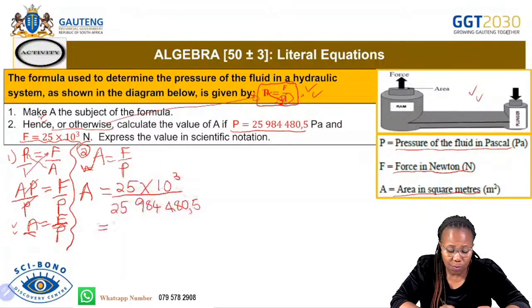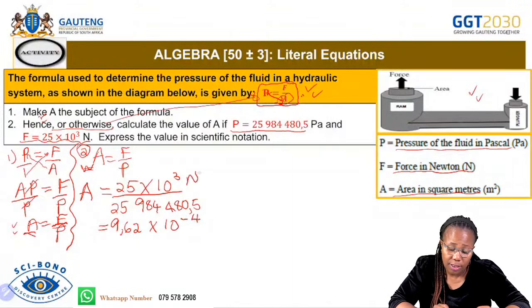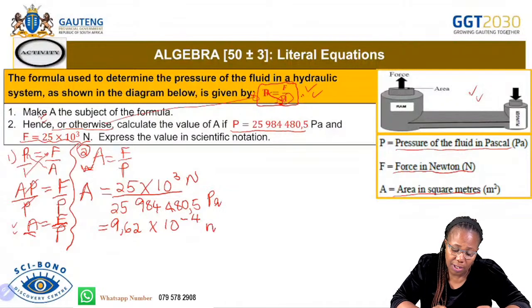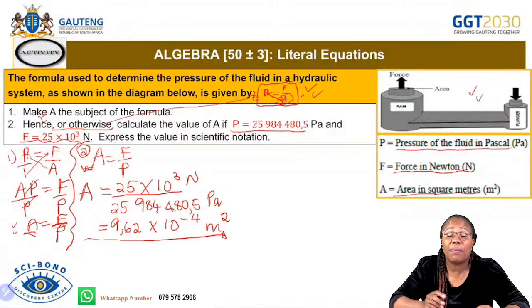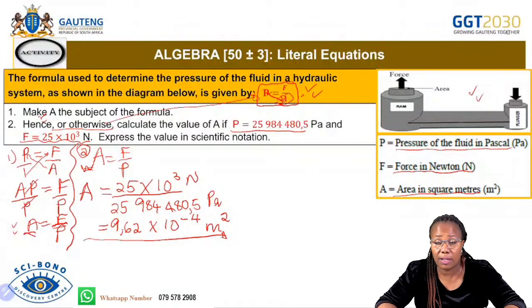So our answer will be 9,62 exactly as it appears on your calculator, times 10 to the power minus 4. And then this will be in newtons per Pascal. And the Newton per Pascal is the same as the square meters of the area. 1 Newton per Pascal is equal to 1 square meter. So therefore, they mean one and the same thing. All right.